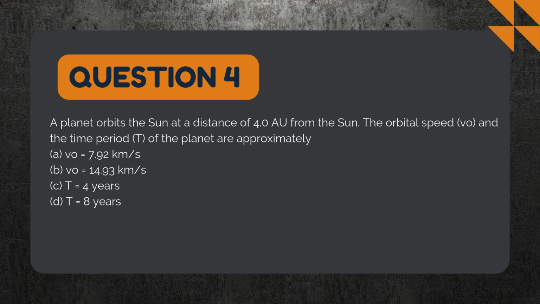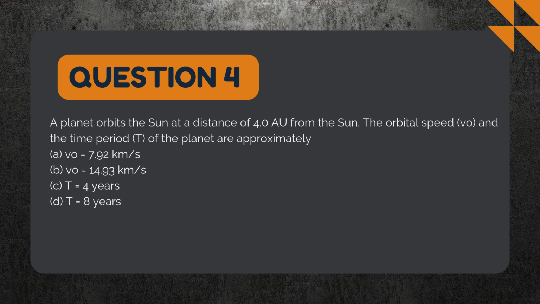Use Kepler's third law for orbital period and orbital speed formula. At 4 astronomical units, the period comes out to about 8 years. The orbital speed, calculated as circumference divided by period, gives about 14.93 kilometers per second.